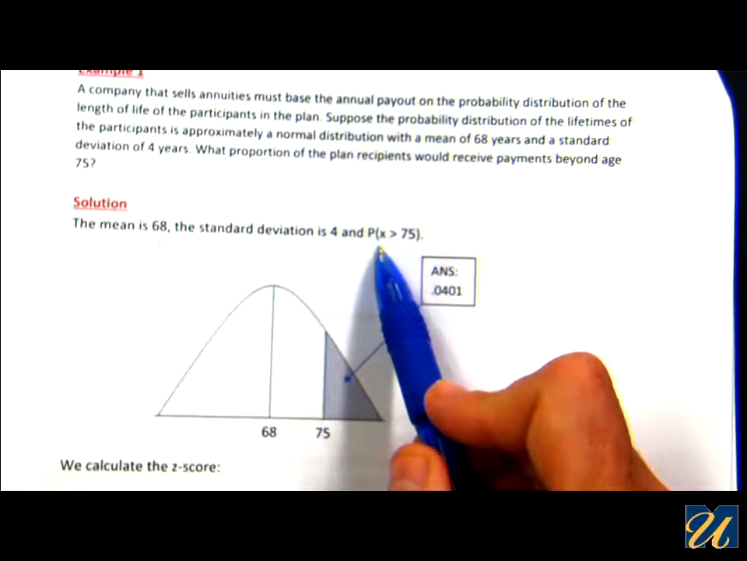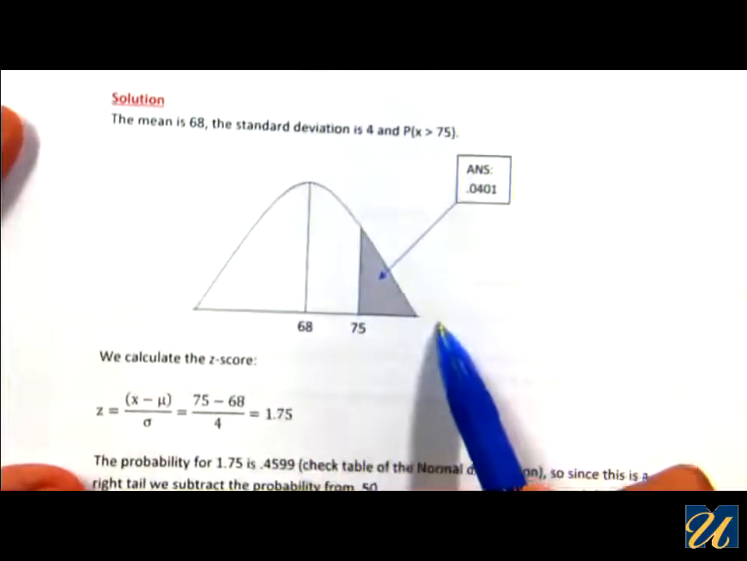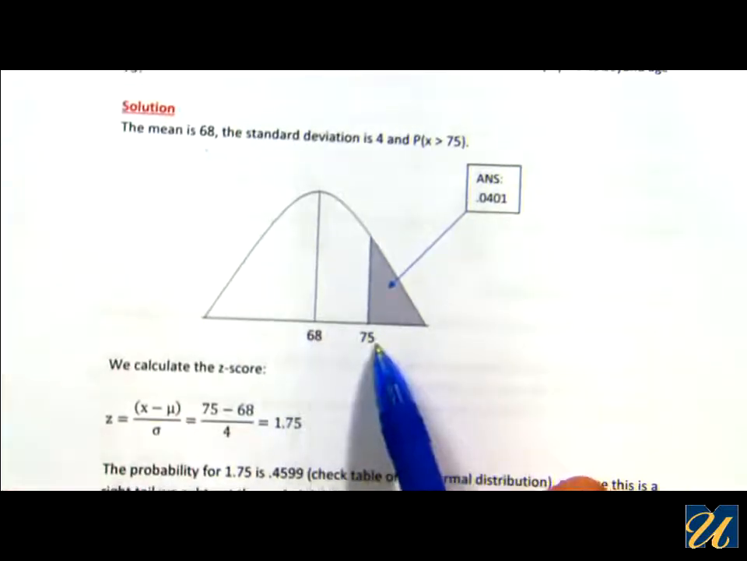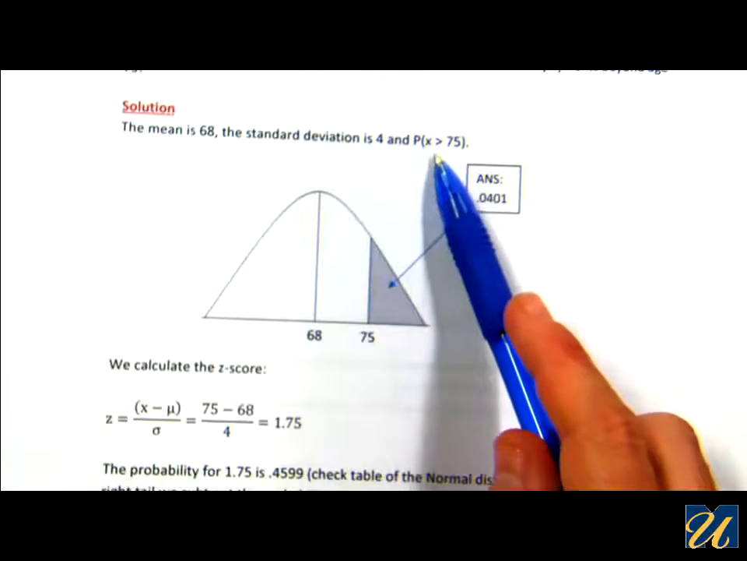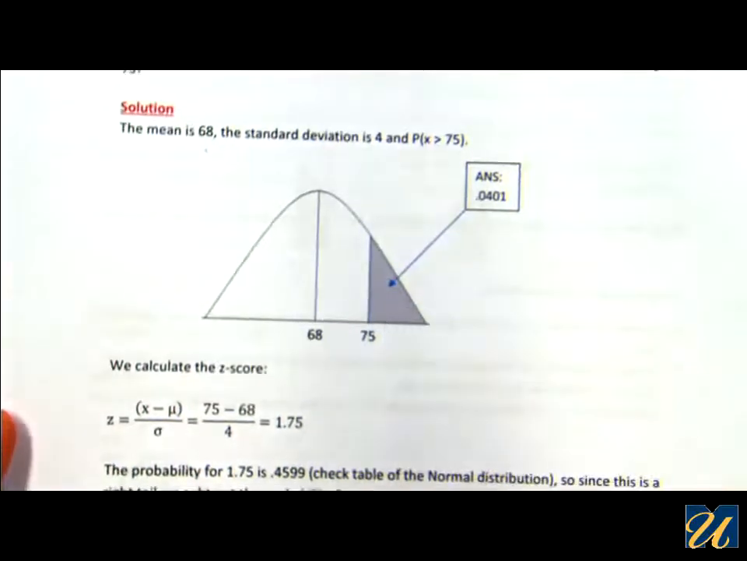We have the normal distribution that we need to turn into a standard normal distribution. So we draw the normal curve. Mu is 68. 75 is to the right because it's greater than the mean. I'm looking for the probability of x to be greater than 75. Therefore, I'm looking for a right tail.